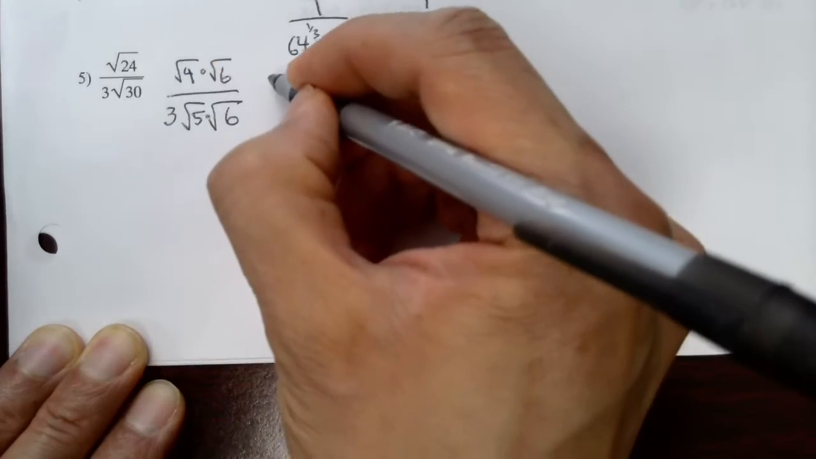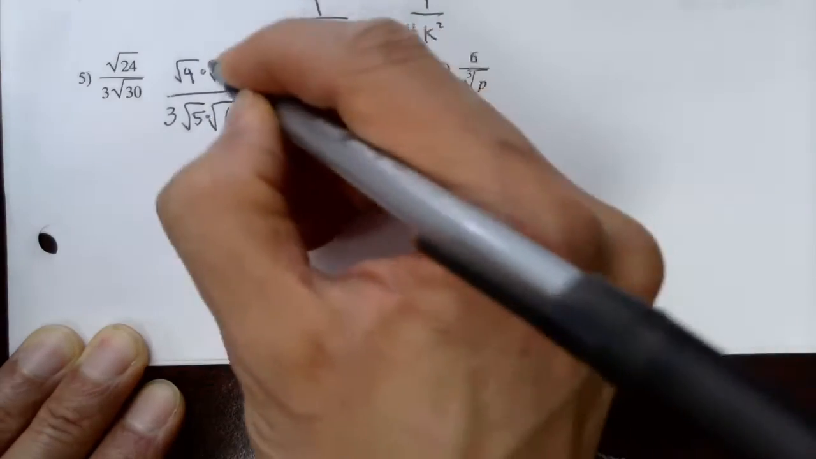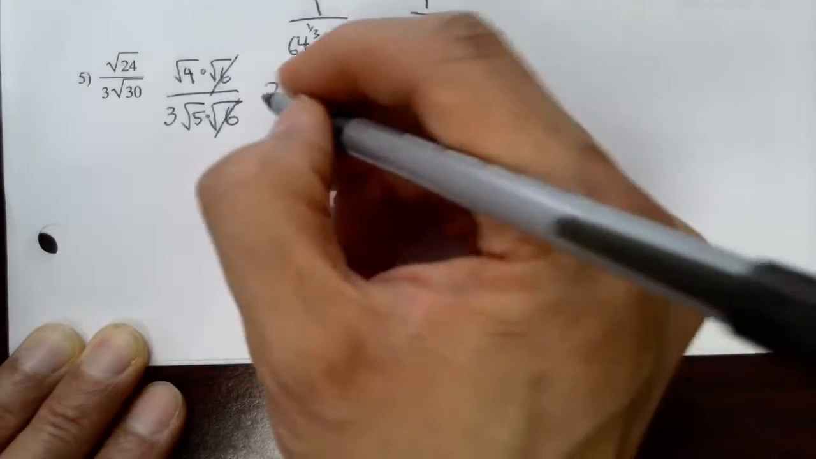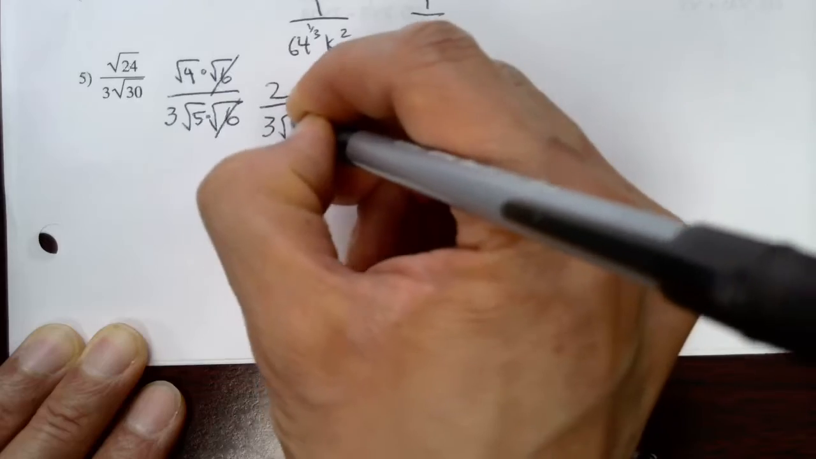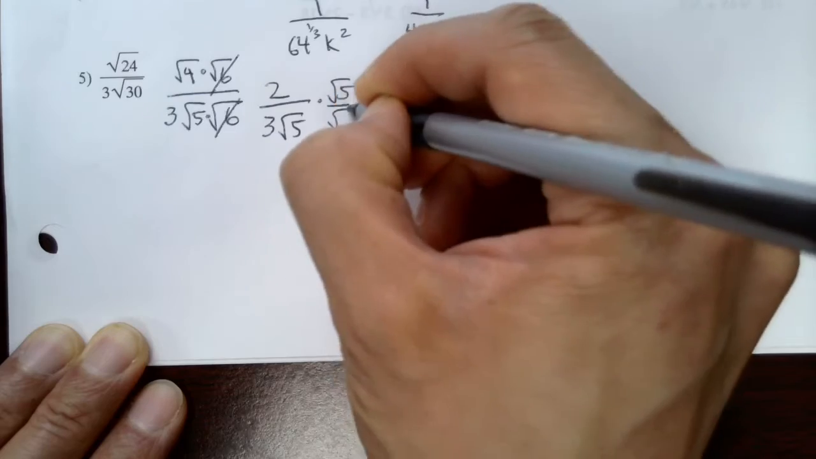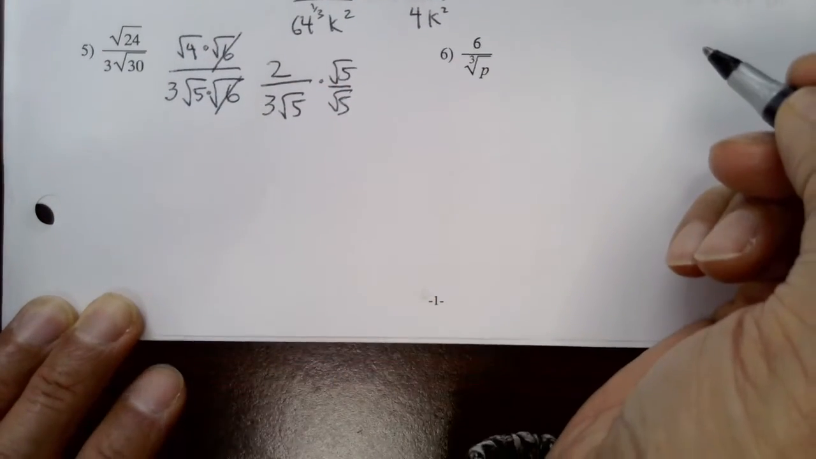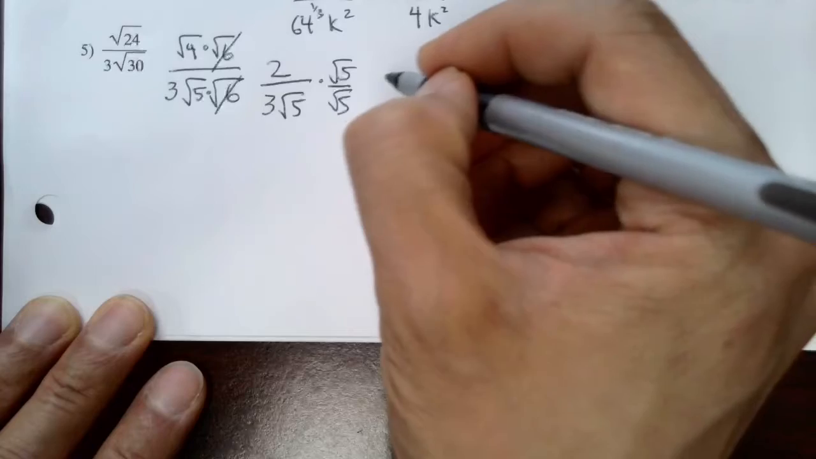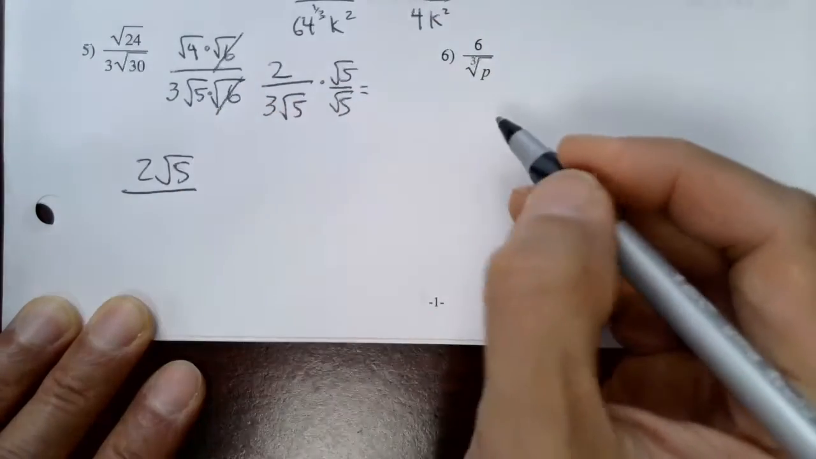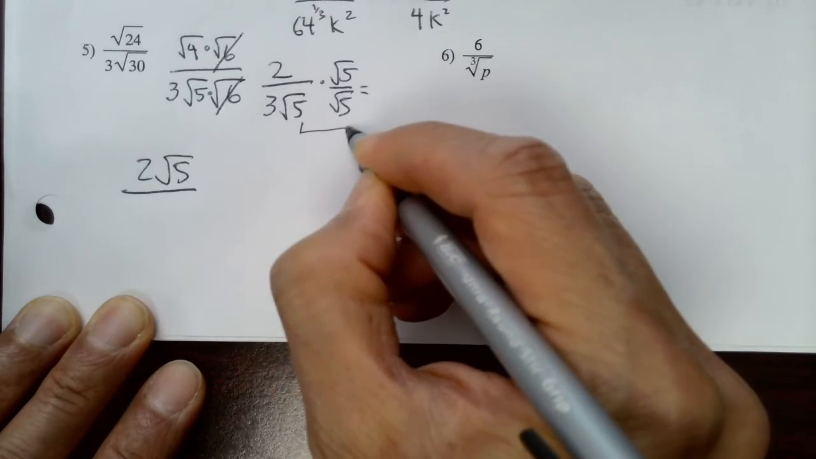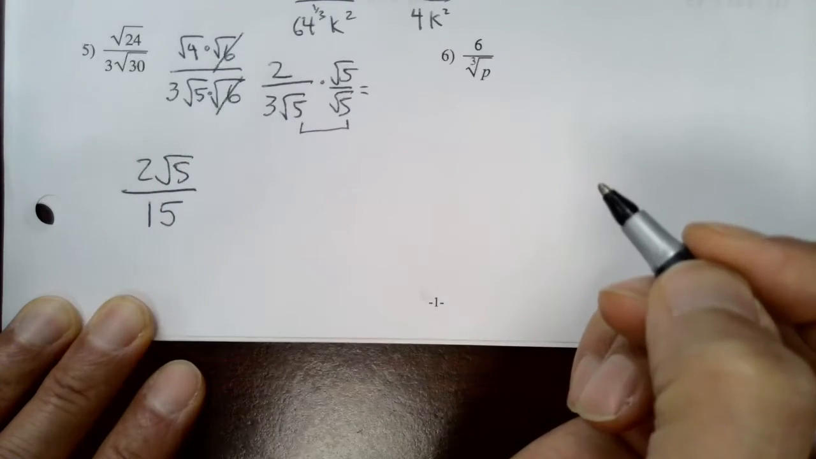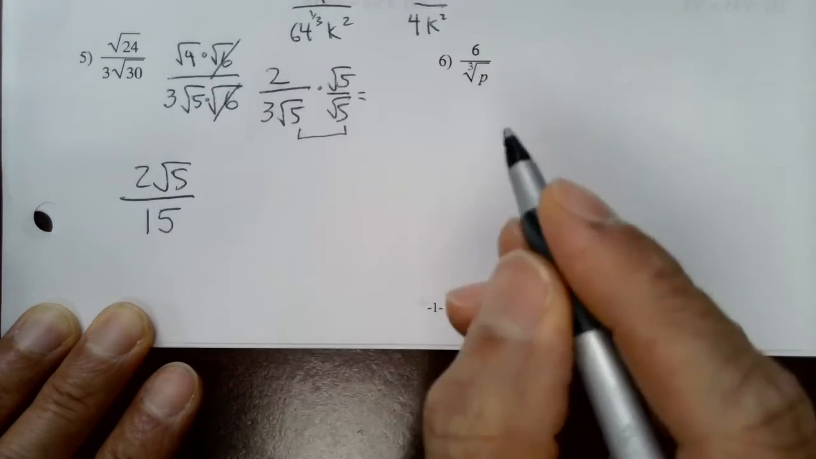So root 4 is simply 2. Root 6 and root 6 cancel out, right? So that is equal to 1. And then I have 3 and root 5 left on the bottom. And then I need to make my denominator an integer without any roots. So then this is 2 root 5, and then in the bottom, 3. And then root 5 times root 5 is 5. So 3 times 5 is 15, and that's as simple as this one gets.